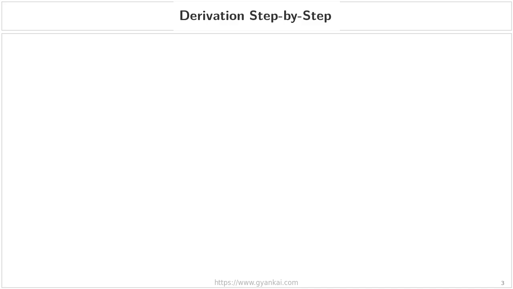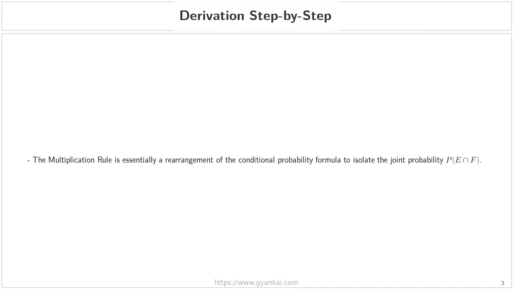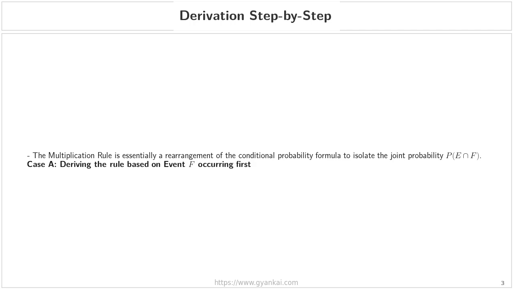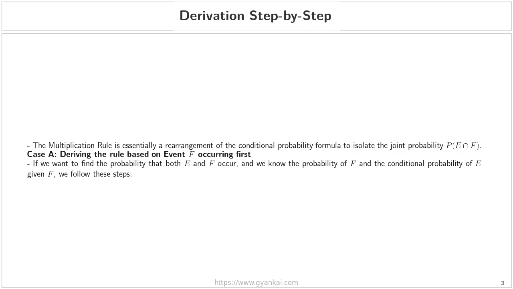Derivation step by step. You can think of the multiplication rule not as a brand new concept, but essentially as a simple rearrangement of that conditional probability formula we just looked at. Our goal here is to rearrange the equation to isolate the joint probability, which is the probability of the intersection of E and F. Let's break this down into two scenarios. First, let's look at case A, where we assume event F occurs first. Suppose we want to find the probability that both E and F occur, and we already know the probability of F and the conditional probability of E given F. To derive this, we follow three simple steps.